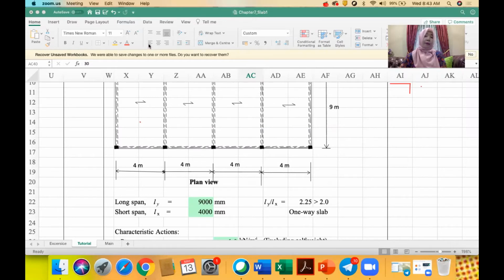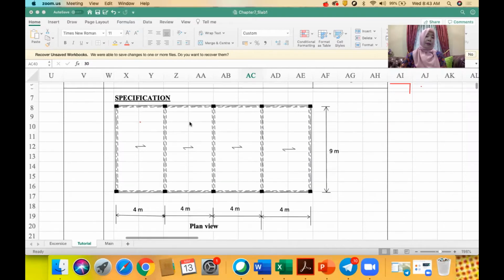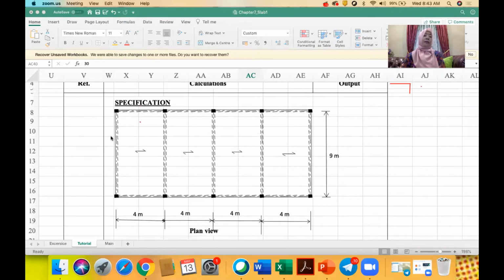Now look at the data. Before that, the most important thing for the design of slab is that you are able to identify the direction of the slab configuration. In this slab, we have a continuous slab with L of 4 meter, 4 meter, 4 meter, and then 4 meter. So don't be confused. You need to understand why this is a one-way slab.